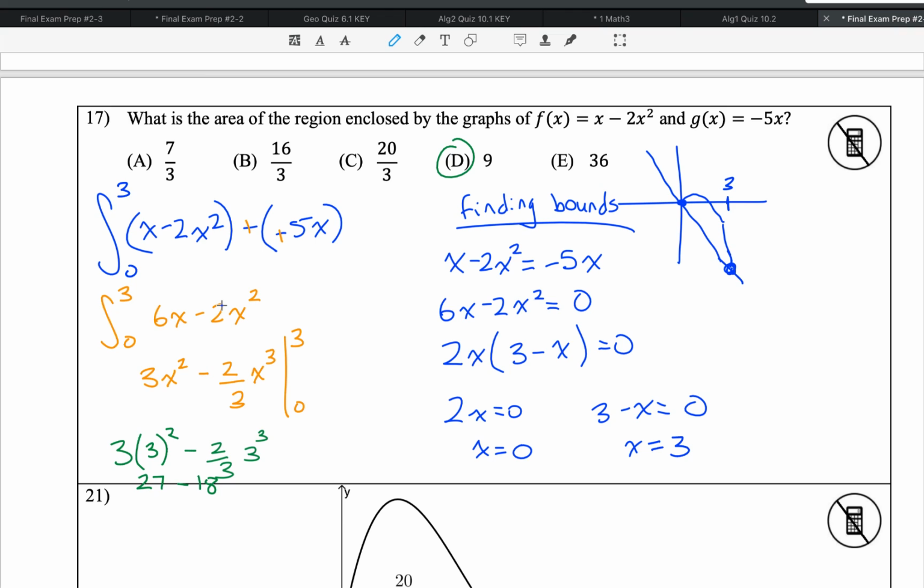Okay. Did you think of, like, I have to do the integral of 1 minus the other? Yeah. Good. So that's the main thing. And then finding the bounds is hard. So every single time that you need to find bounds and they're not given, set them equal to each other. But if you have a graphing calculator, just graph it and have the calculator do the work. Perfect. Those are the two strategies.